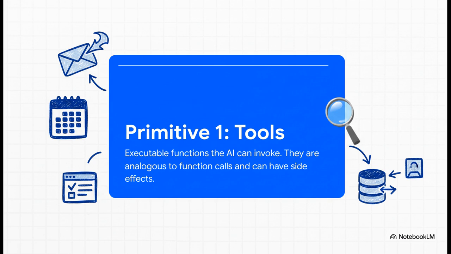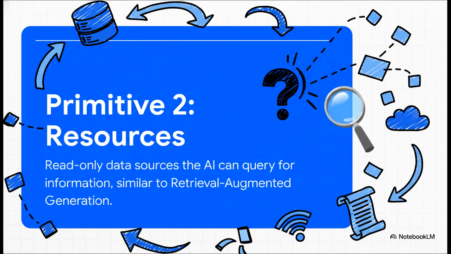These are exactly what they sound like. Executable functions the AI can call to actually do things. Things that can have side effects, like sending an email or running a database query. Next up, we have resources. These are your read-only data sources. They're how an AI can query for information and get context.